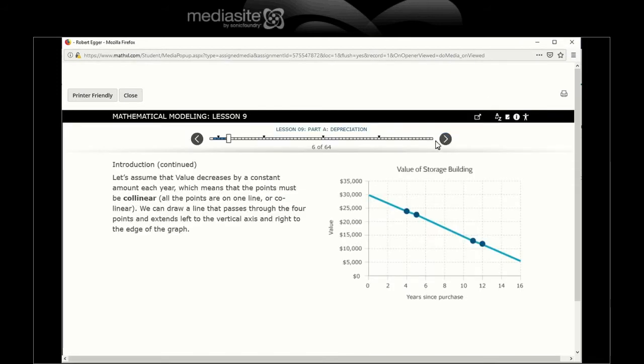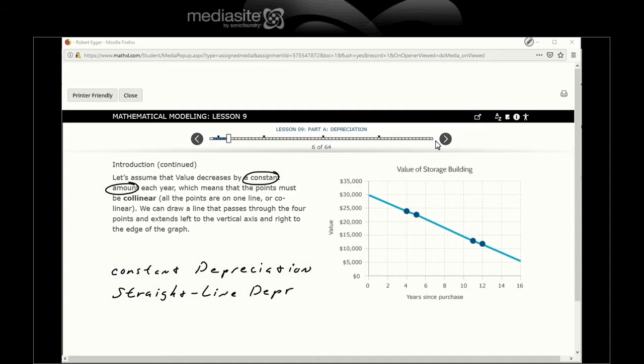Okay. Let's assume the value decreases by, here's an important word, by a constant amount each year. Well, basically a constant depreciation, also known as straight line depreciation. Gee, I wonder why they call it a straight line. I may be thinking too much about this, which means the points must be collinear. Collinear means they lie on the same line. And we draw a line. Excellent.